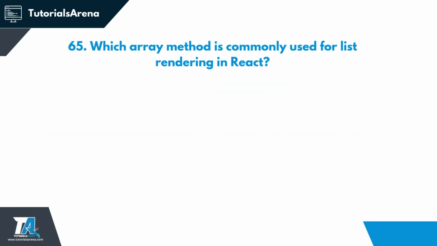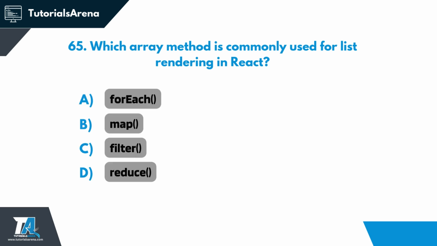Question 65. Which array method is commonly used for list rendering in React? The options are Option A, forEach method. Option B, map method. Option C, filter method. Option D, reduce method. The correct answer is Option B, map method. Moving on to the next question.